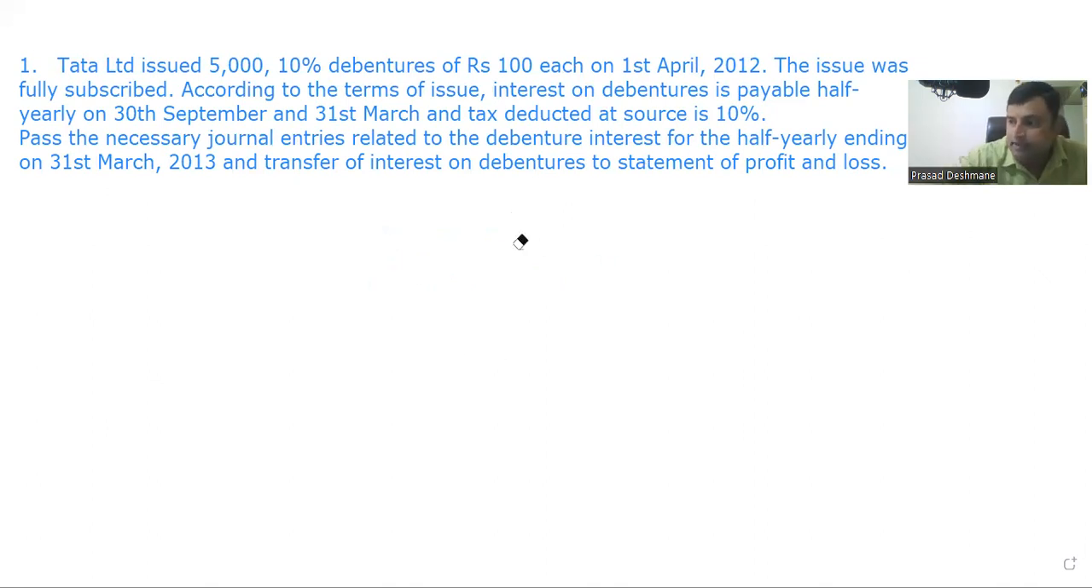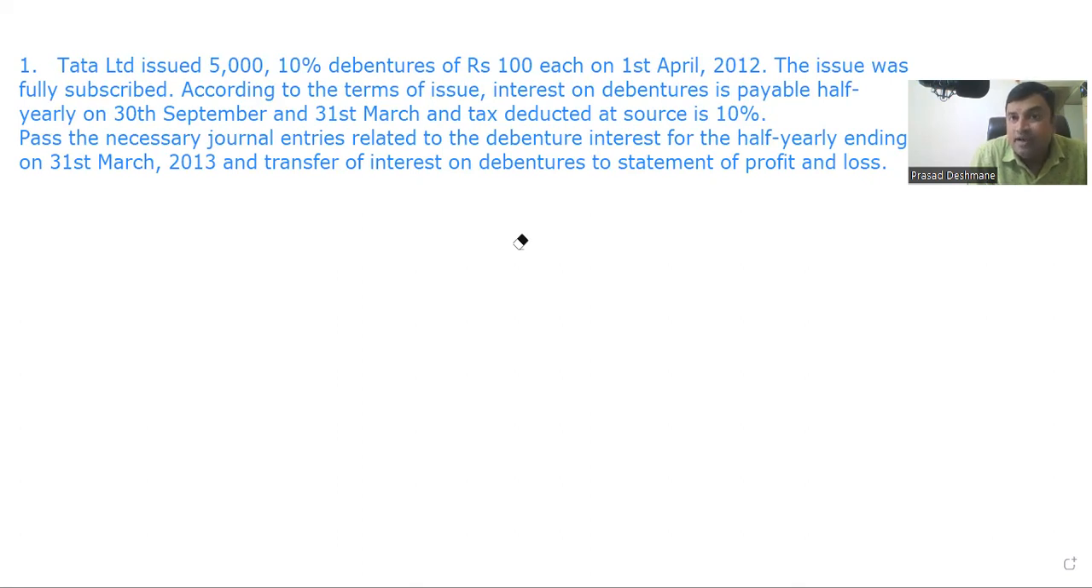So we are doing this sum on TDS. I'll read the sum for you once. Tata Limited issued 5,000, 10% debentures of 100 each. Now this 10% is important because this sum is about interest. So 10% interest will be charged on debentures of 100 each, issued on 1st April 2012. The issue was fully subscribed. According to the terms of issue, interest on debentures is payable half yearly on 30th September and 31st March. Means in a year, we need to pay interest 2 times. First interest we are supposed to pay on 30th September and second on 31st March, half yearly. April to September is 6 months and September to March is again a 6 month period.